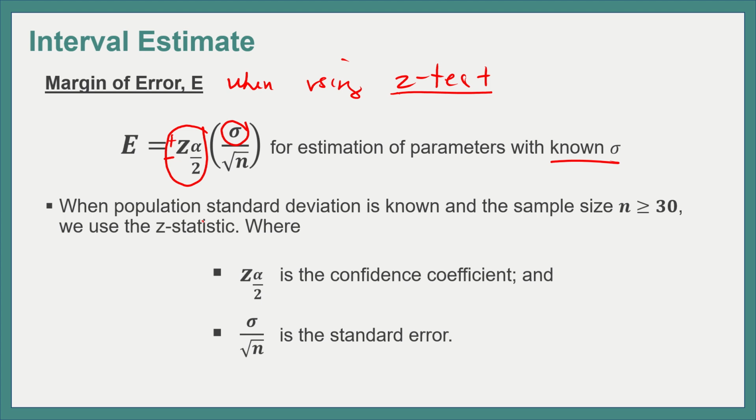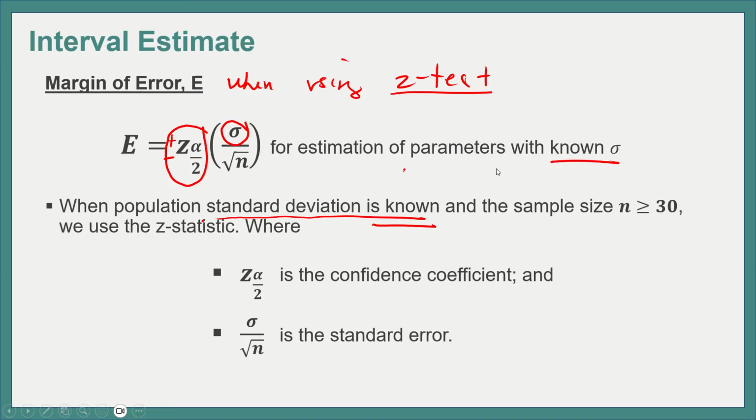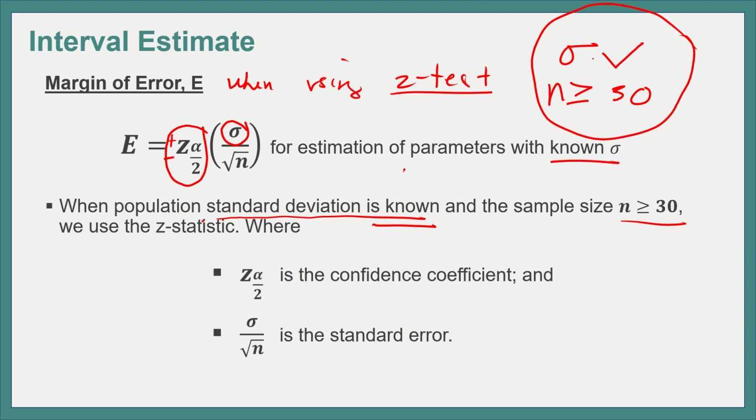So we have here the conditions. Dapat ang standard deviation is given. Dapat alam natin yung value ng standard deviation. And the sample size n must be a value that is greater than or equal to 30. So dapat yung sigma natin is given, and our n must be greater than or equal to 30. Therefore, our sample should be approximately normal, where our n is greater than or equal to 30. So dapat both of these conditions are satisfied.